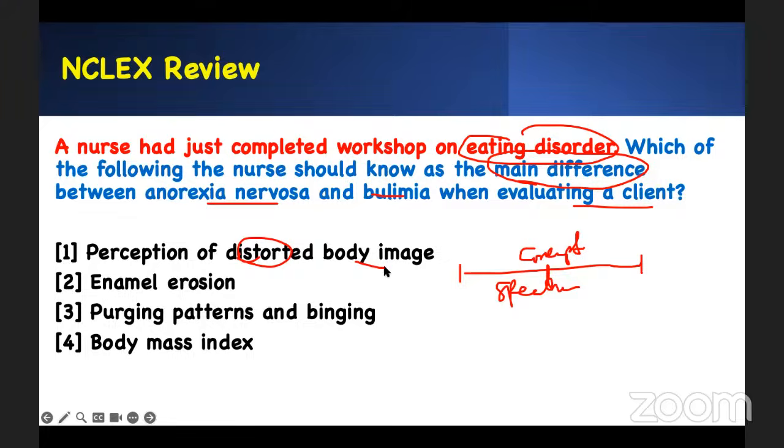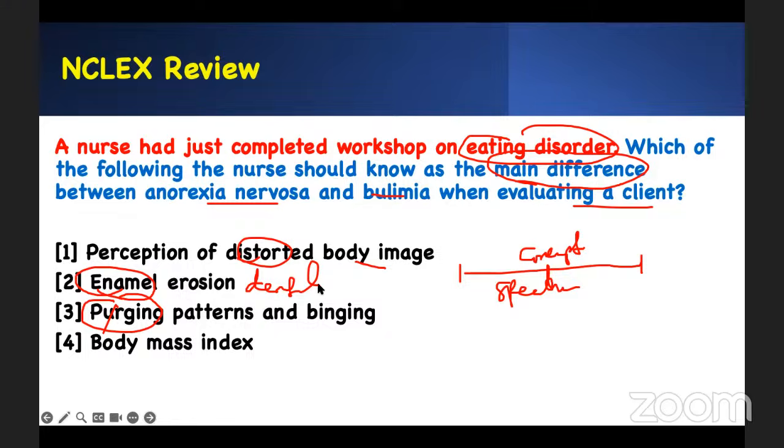I know both of them can do what? Purge. I know they're going to do some purging, right? The pattern of purging does not matter. Whether you put your hand in your mouth or you take some medication, the pattern of purging does not matter. So they're going to purge. If you're purging, you're going to have enamel issues, dental problems. You see what I did?